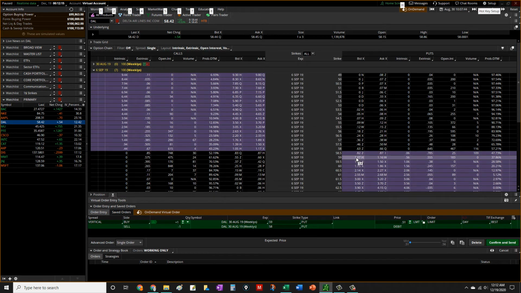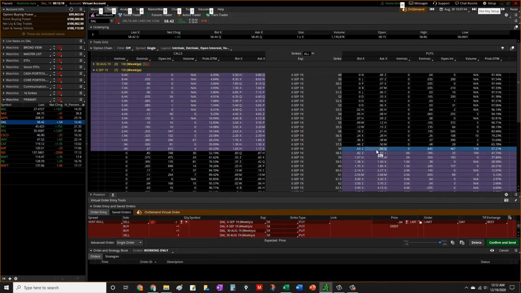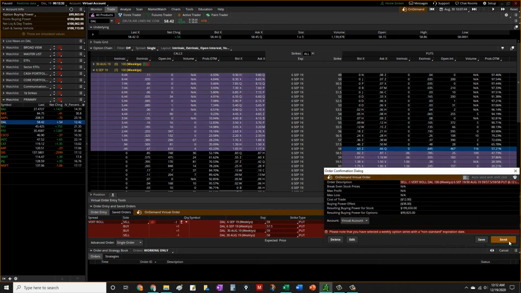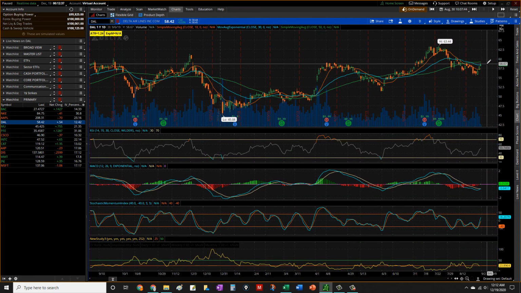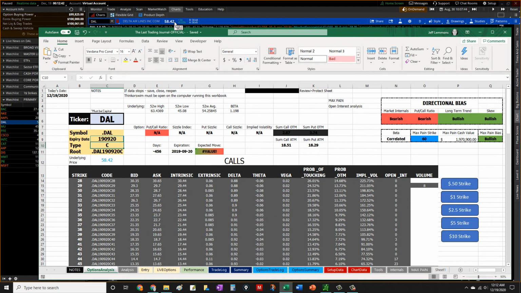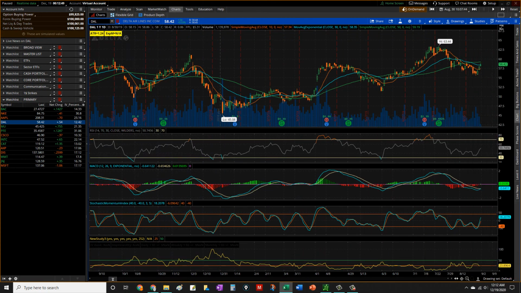So we sold the 59, bought the 58. We will have to widen out again to the 57.50. Make sure I got the right month, September 6th. Take another small credit. And now we're on to the next one. So let's see if we can maintain this bullish stance. Double check, make sure data's good, 58.42. Max pain's still 60, so still got a little bit of room to move here.